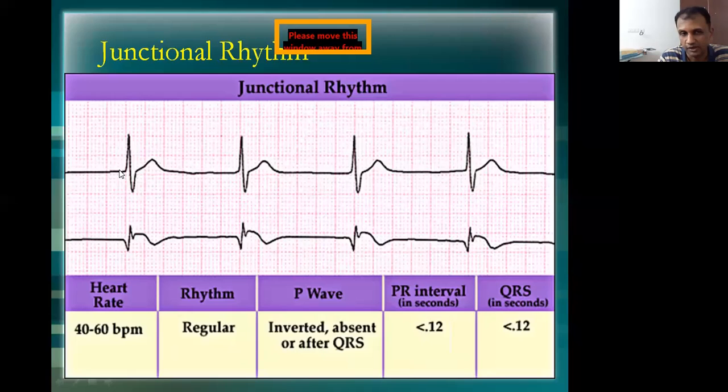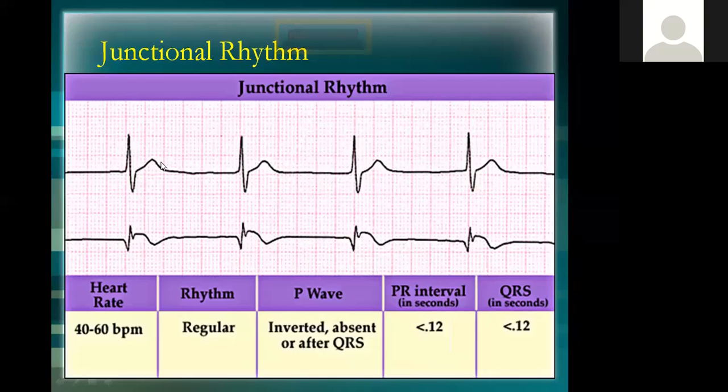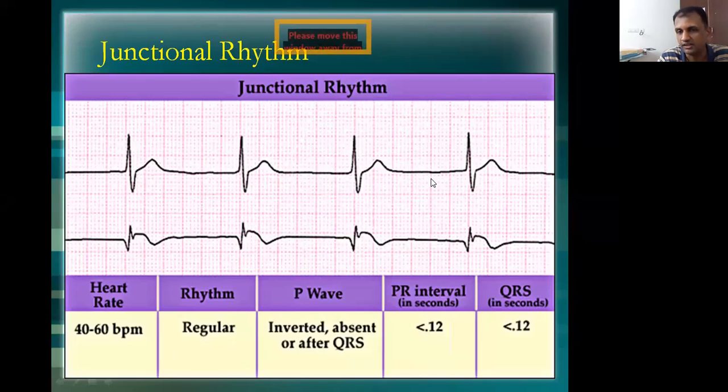Just make a note of this one. The P wave is missing, but the QRS complex is regular. So that's why it's called junctional rhythm. If the P wave is missing and the QRS complex is irregular, that means this gap doesn't tally with this gap, then it becomes like an atrial fibrillation. That's irregular, chaotic.